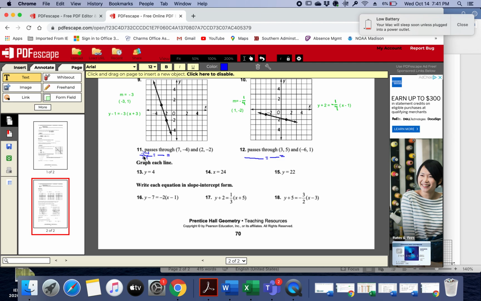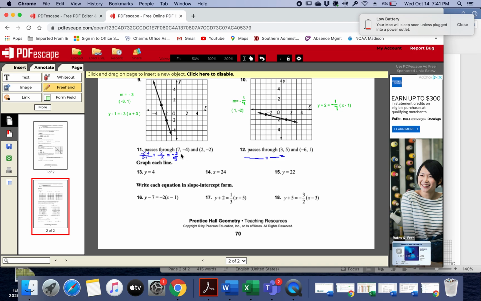Okay, so simplifying here. Negative 2 plus 4 is the same thing as 4 minus 2, which is just a positive 2. And then in our denominator, we have 2 minus 7, which is negative 5. So we end up with negative 2/5 for our slope. Negative 2/5 for our slope.